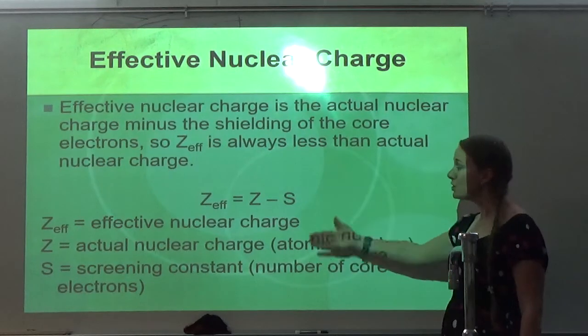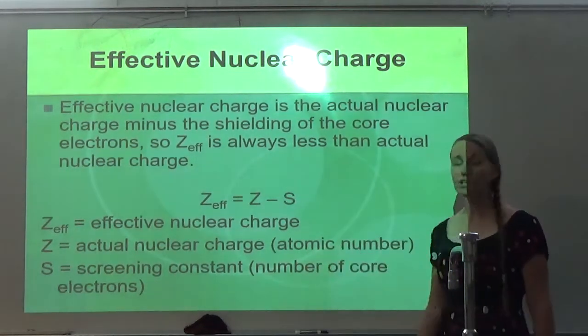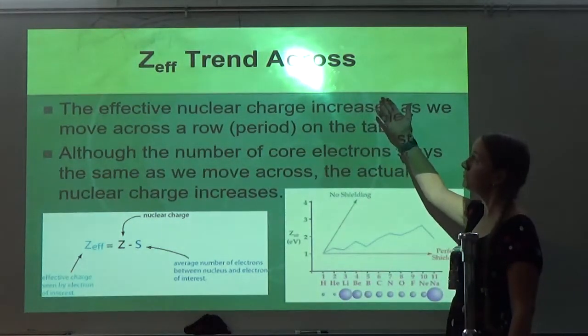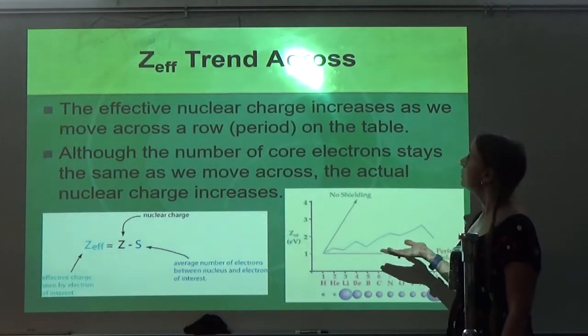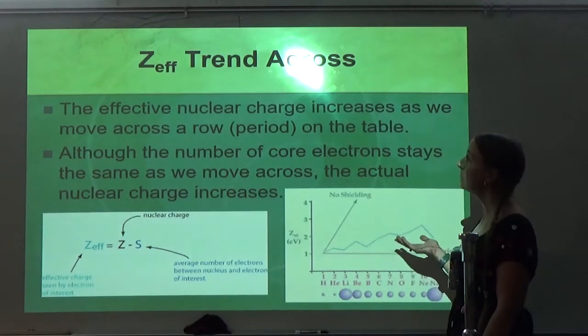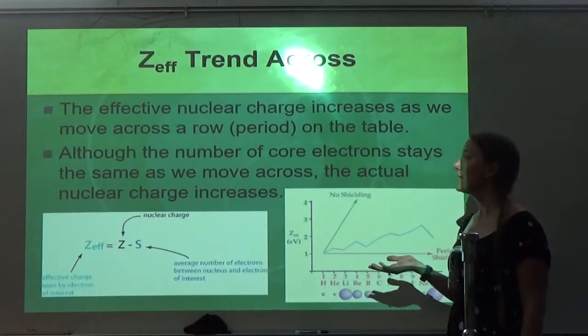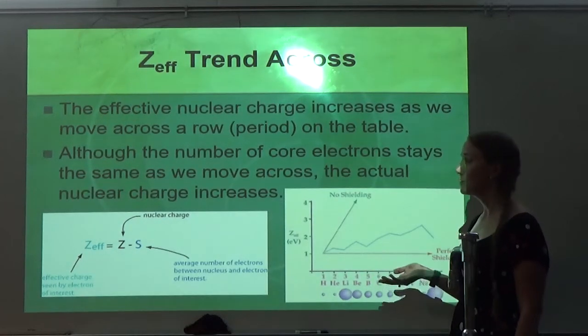But you need to make sure you know actual nuclear charge is just atomic number. So what's our trends? Well, Z effective trend across. The effective nuclear charge increases as we move across a row or period on the table. Although the number of core electrons stays the same as we move across, the actual nuclear charge increases.